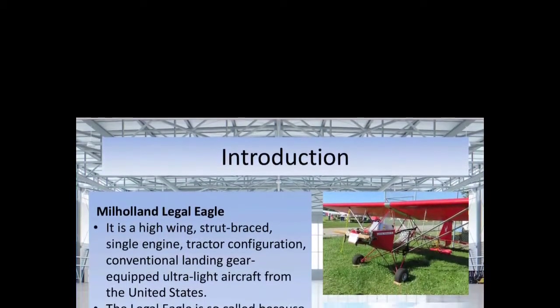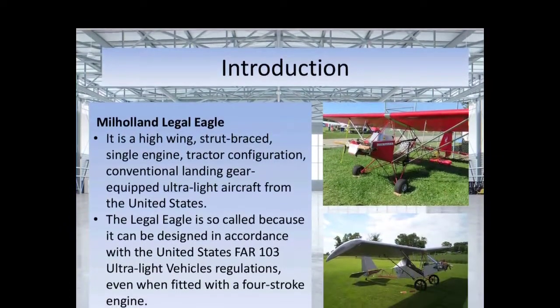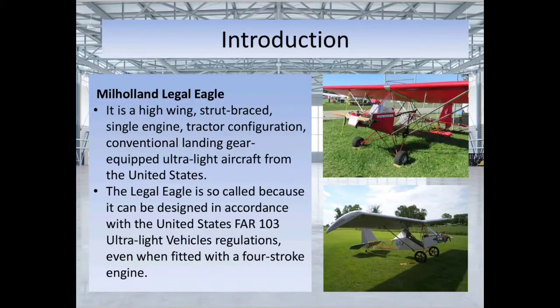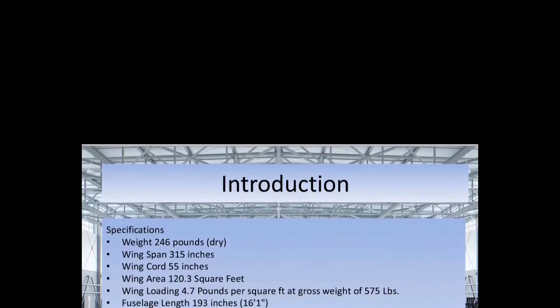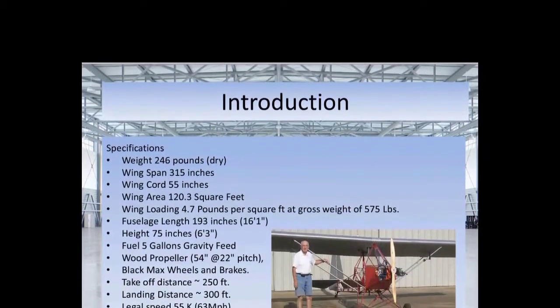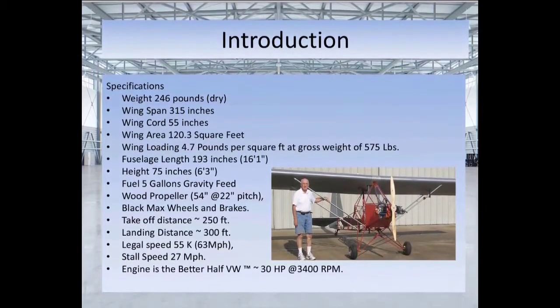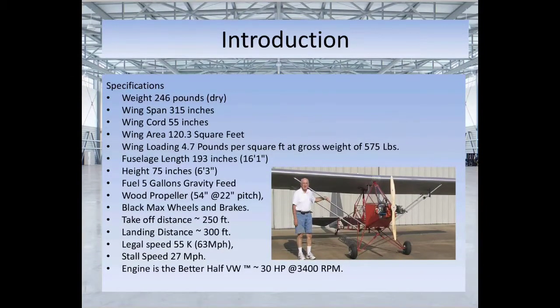The Milholland Legal Eagle is a high-wing strut-brace ultralight aircraft with a single-engine tractor configuration and conventional landing gear from the United States. It got its name because it can be designed in accordance with the United States FAR 103 Ultralight Vehicles Regulations, even when fitted with a 4-stroke engine. The data shown are the specifications of the Milholland Legal Eagle.